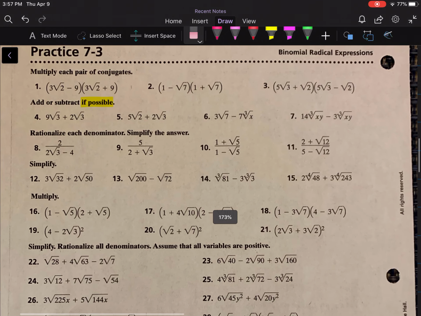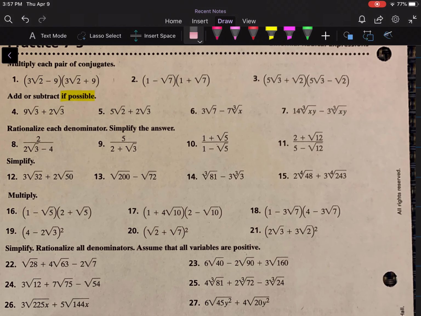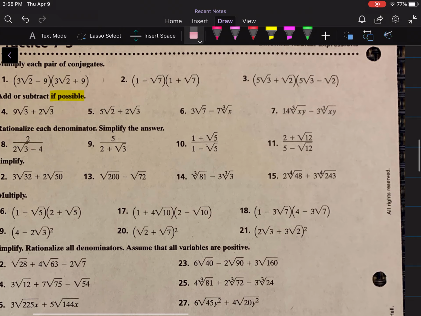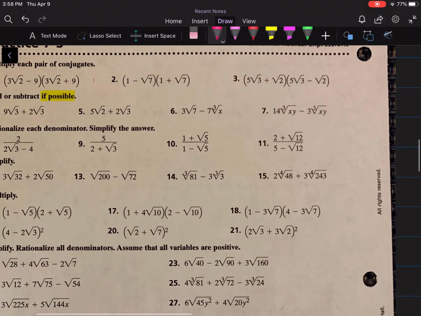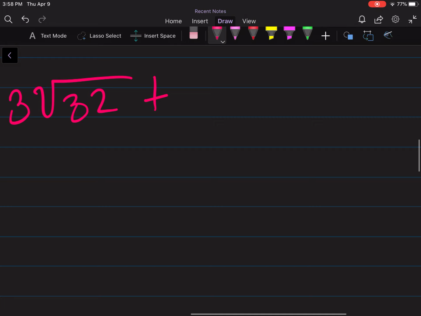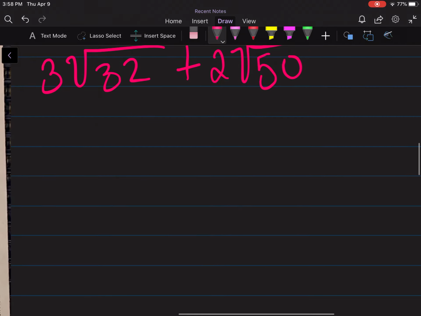Okay, so now that takes us to 12, 13, 14, and 15. It says simplify. Now to simplify, we're going to have 3 root 32 plus 2 root 50. First, we need to look at these numbers, 32 and 50. So we're going to break that number down.